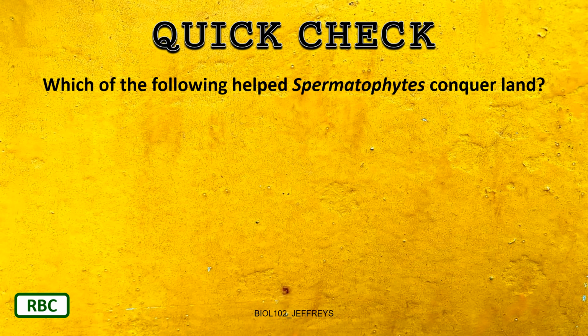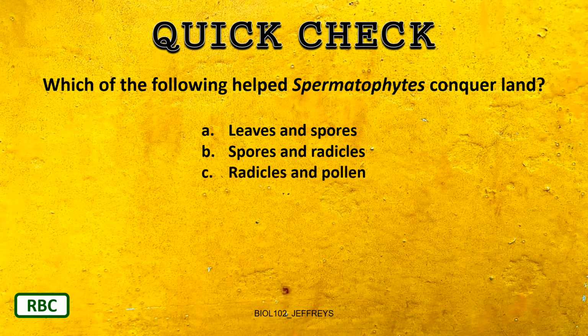Which of the following helped spermatophytes conquer the land? Your choices are leaves and spores, spores and radicals, radicals and pollen, pollen and seeds. Well, we haven't talked much about seeds yet, but leaves certainly not, because we saw that ferns and mosses have leaves and they needed water, so that didn't help them conquer the land. So that's not good.